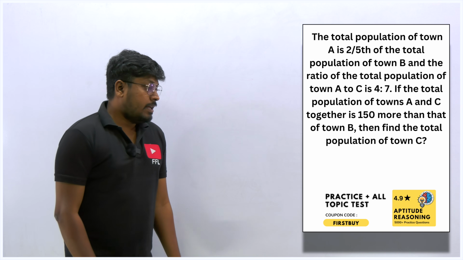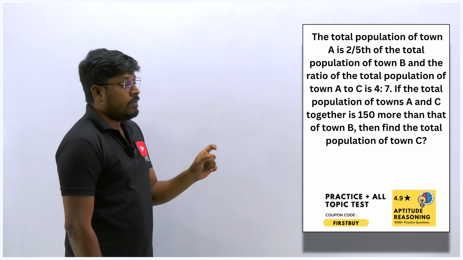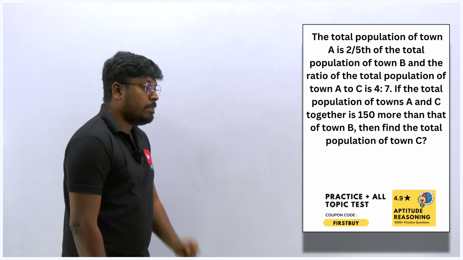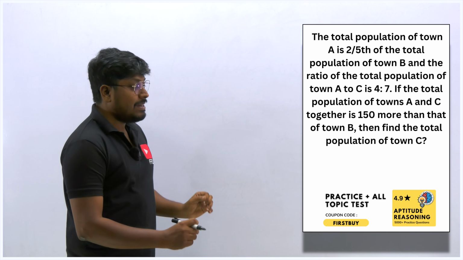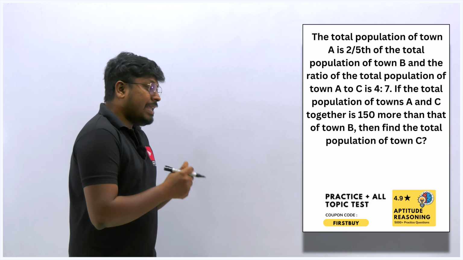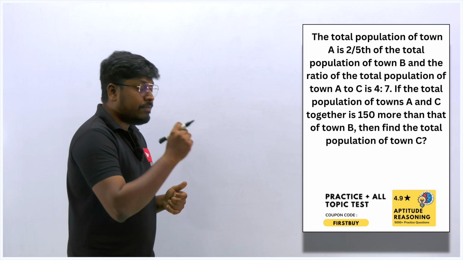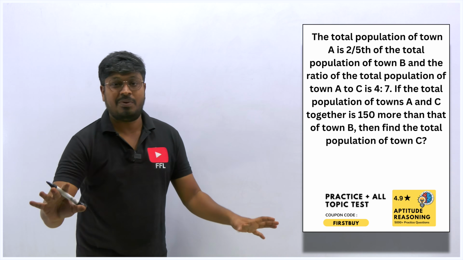Second question. The total population of town A is 2/5 of the total population of town B, and the ratio of the total population of town A and C is 4:7. If the total population of town A and C together is 150 more than that of town B, then find the total population of town C.